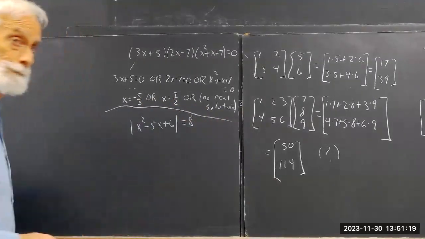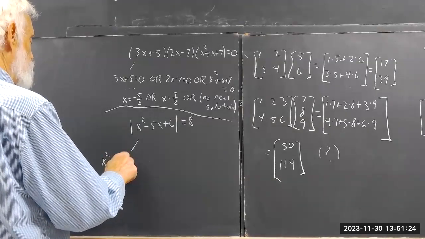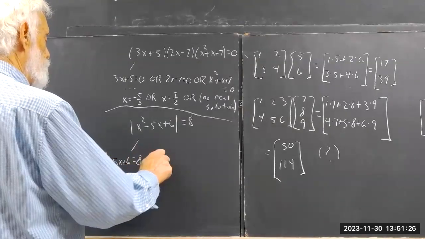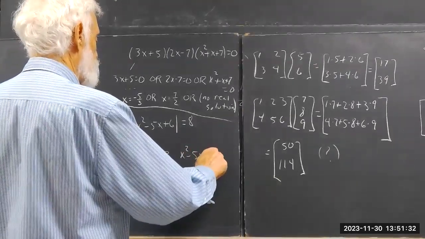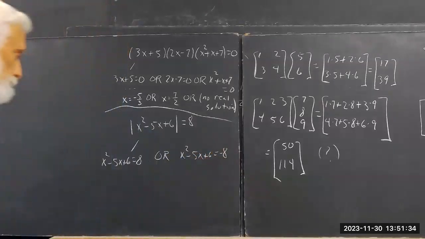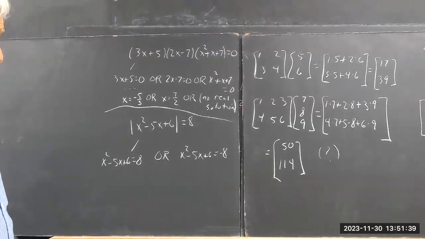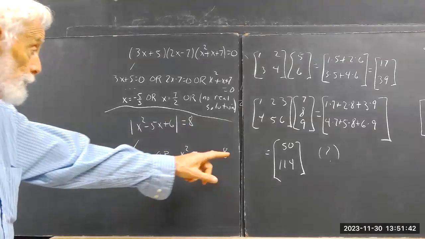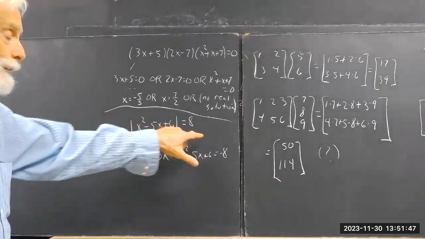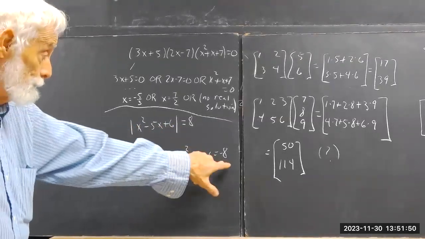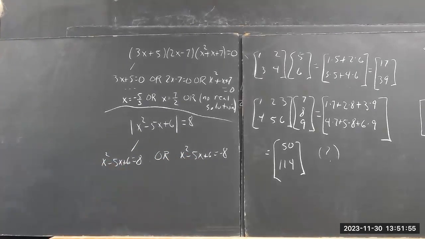What about this one? It's an absolute value equation. You're going to get x squared minus 5x plus 6 equals 8, or x squared minus 5x plus 6 equals negative 8. Why? Because the absolute value of 8 is 8, and the absolute value of negative 8 is 8. So if this thing in here comes out negative 8, you got a solution. And that's what you have to do. Okay. Turns out you're not going to get a solution from that. You will get a solution from this.